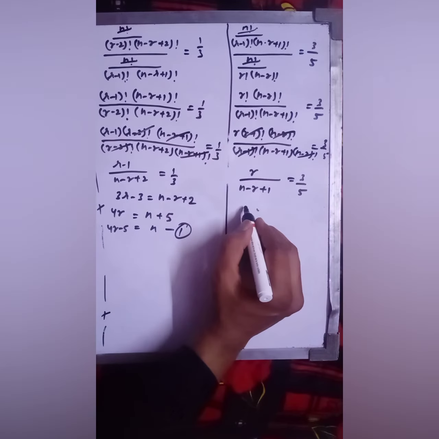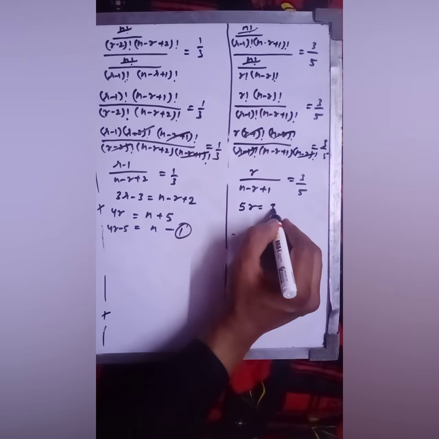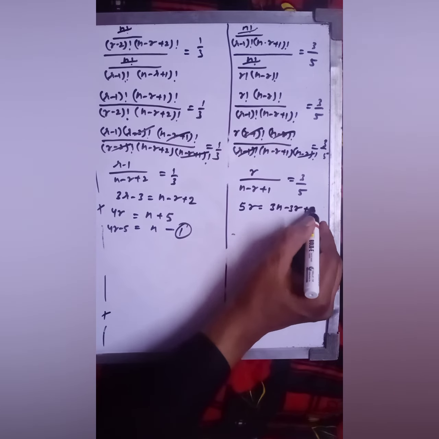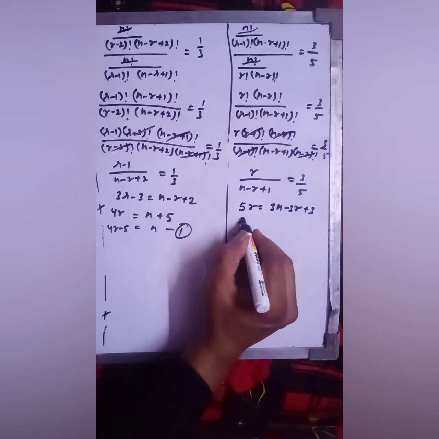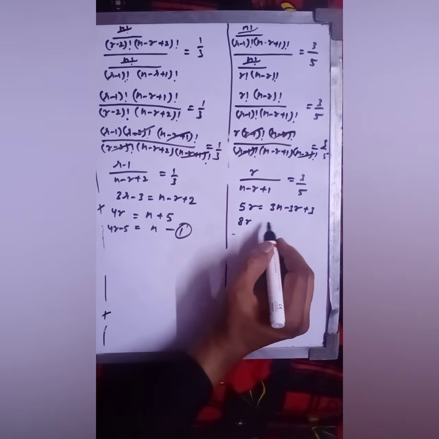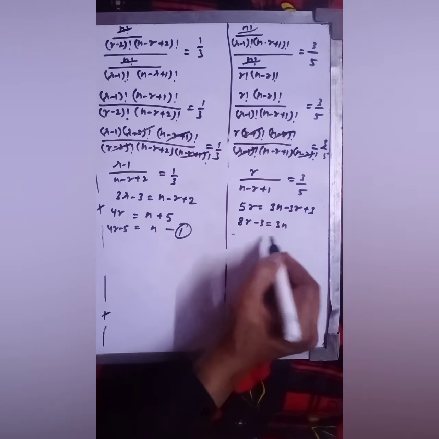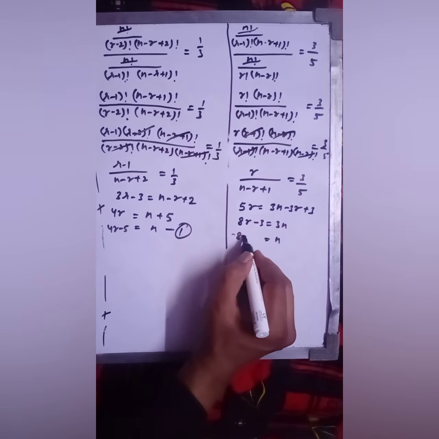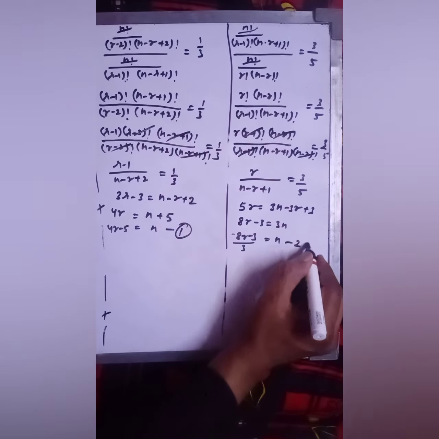Now just cross multiply. 5r is equals to 3n minus 3r plus 3. Okay, so here you will get 8r minus 3, that is 3n. So your n is equals to 8r minus 3 over 3. So this is your equation number 2.